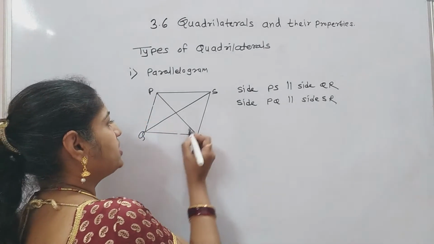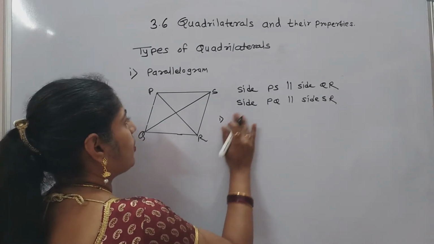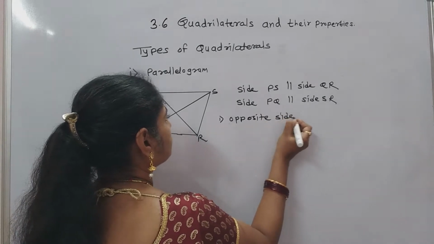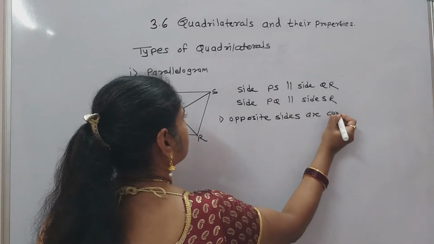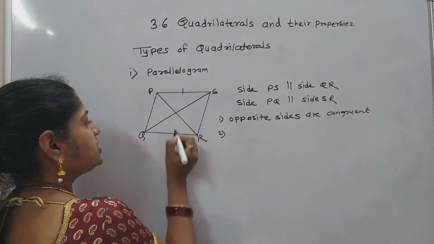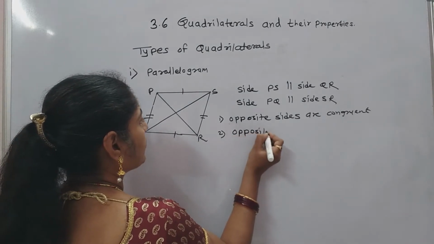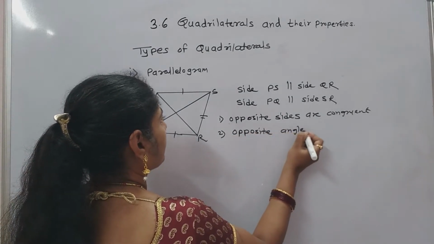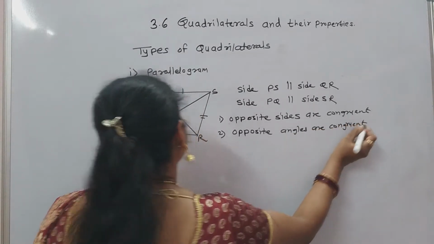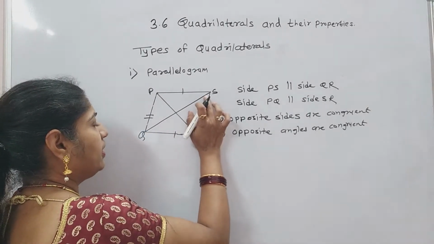Now, properties of the parallelogram. Number one, opposite sides are congruent. Number two, opposite angles are congruent, that is angle P is congruent to angle R, angle Q is congruent to angle S.